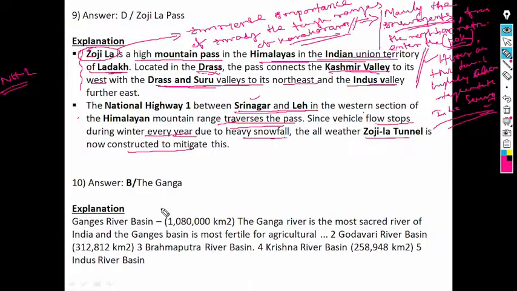Next, the Ganga river basin is 10.8 lakh square kilometers. The Ganga river is the most sacred river of India, and the Ganges basin is the most fertile for agriculture.